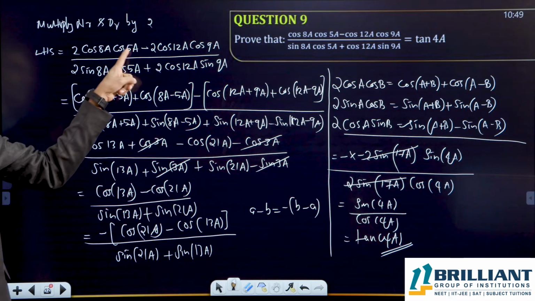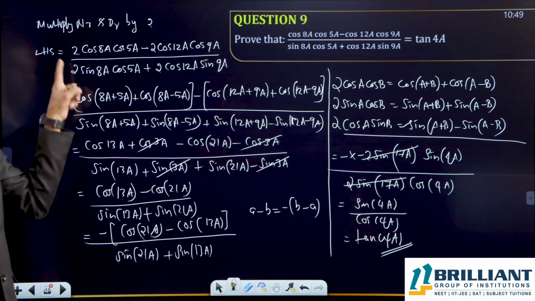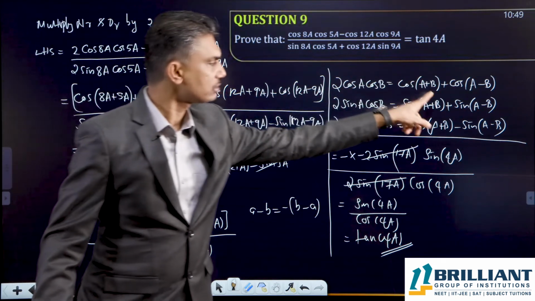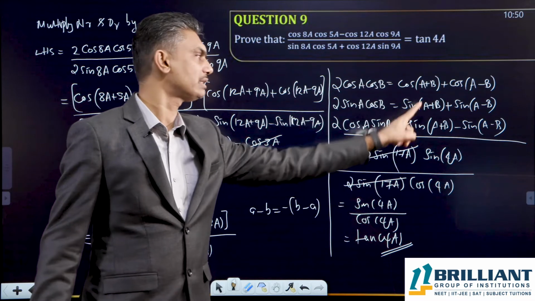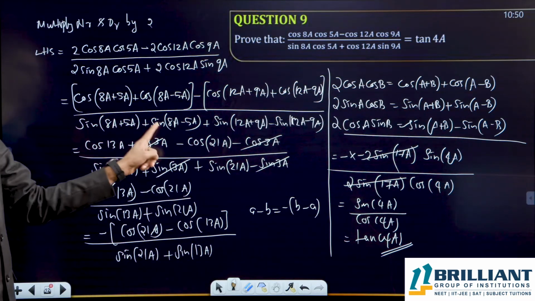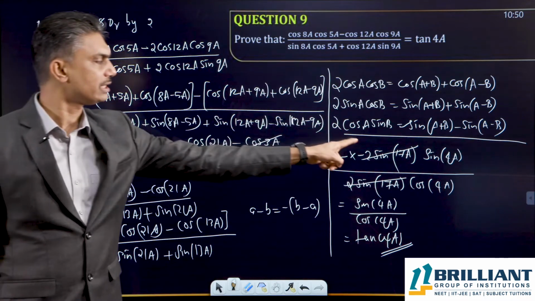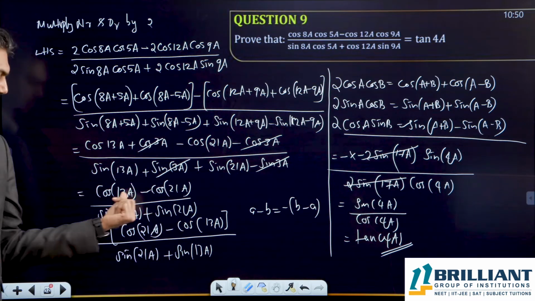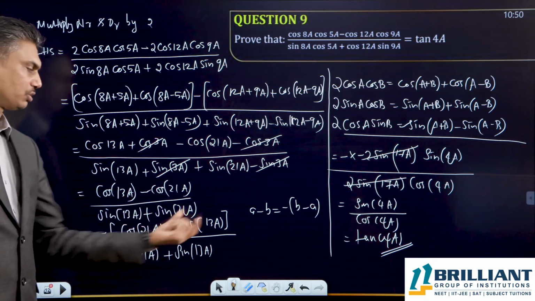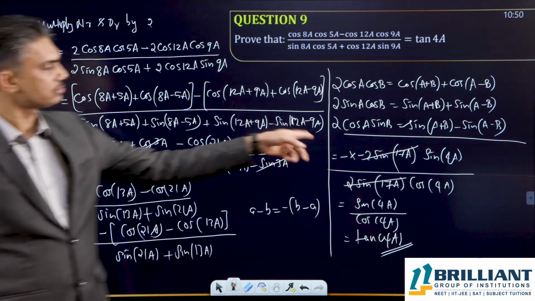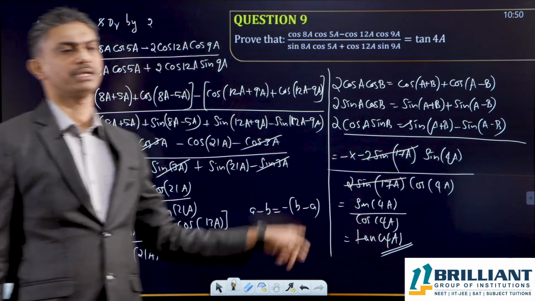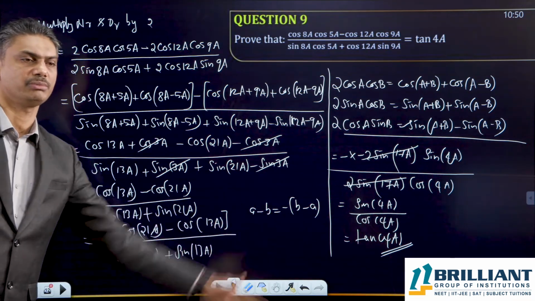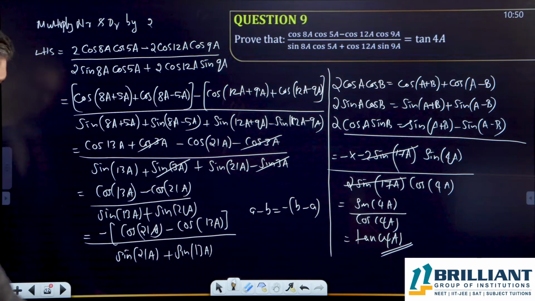LHS is equal to 2 cos A cos B minus 2 cos A cos B by 2 sin A cos B plus 2 cos A sin B. So, apply the formula. 2 cos A cos B is cos(A plus B) plus cos(A minus B). 2 sin A cos B is sin(A plus B) plus sin(A minus B). And 2 cos A sin B is sin(A plus B) minus sin(A minus B). And then apply, cancelled. Even if you are not changing this order, you can use it. This will become cos C minus cos D is minus 2 sin, and there will be a minus coming, since sin(minus theta) is minus sin. To avoid that confusion, I change here itself, minus(A minus B) is minus of (B minus A). Hope it is clear.